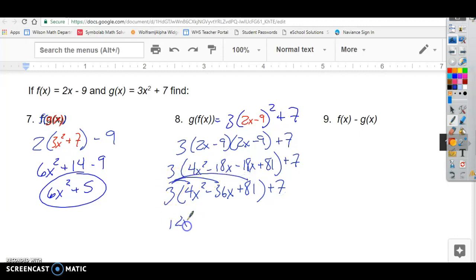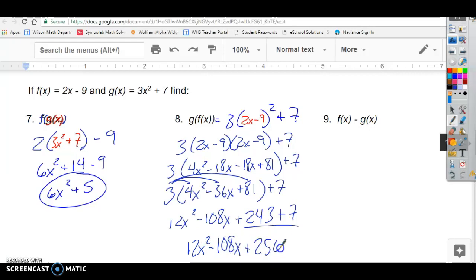So this is 12x squared minus 108x plus 243. And now I add these together. So our final is 12x squared minus 108x plus 250. And there's my g of f of x.